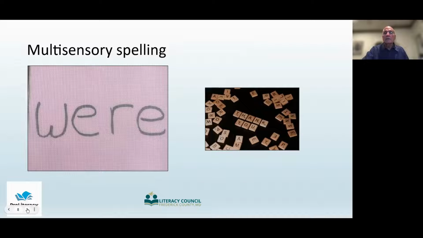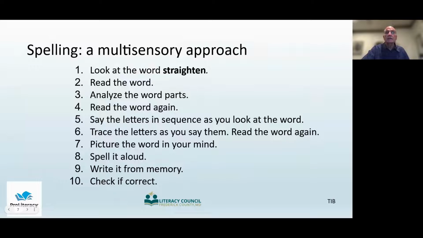One of the reasons some people don't like to write is they are not good spellers. So it can be useful to help students find certain spelling patterns, like the silent E at the end of the word that almost always makes the previous vowel long. A multi-sensory approach can help students see spelling patterns. Let's practice with the word straighten.